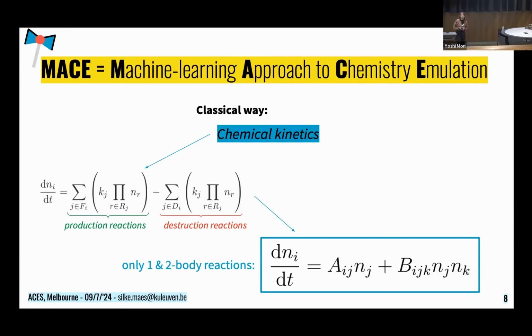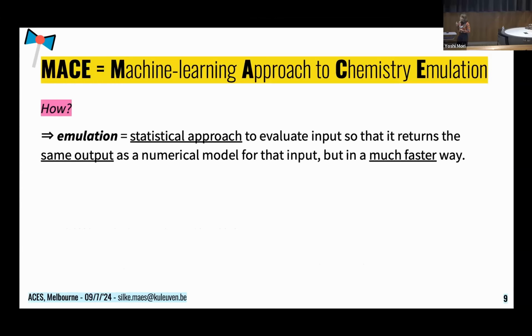However, of course, if we are dealing with a pretty large chemical network, for example, of about 400 to 500 different chemical species, we get a coupled set of about 500 differential equations. So that's already quite expensive to calculate. So we want to overcome these expensive calculations by the use of emulation. By emulation, we mean a statistical approach that will evaluate a certain input and give the same output as a numerical model, but in a much faster way.